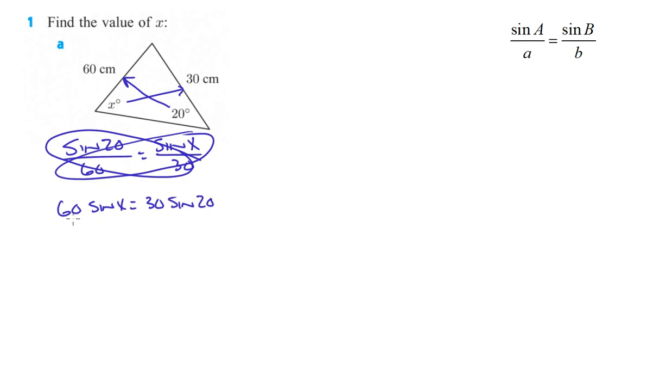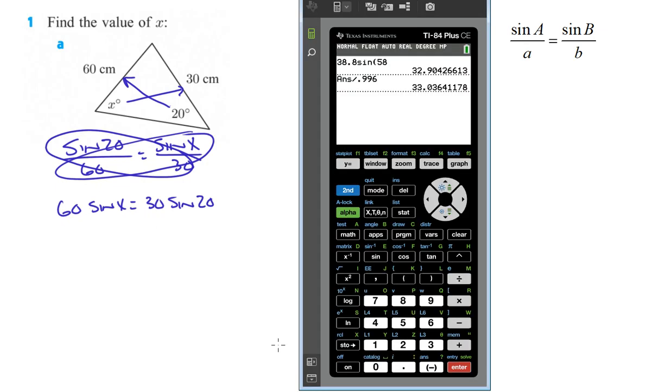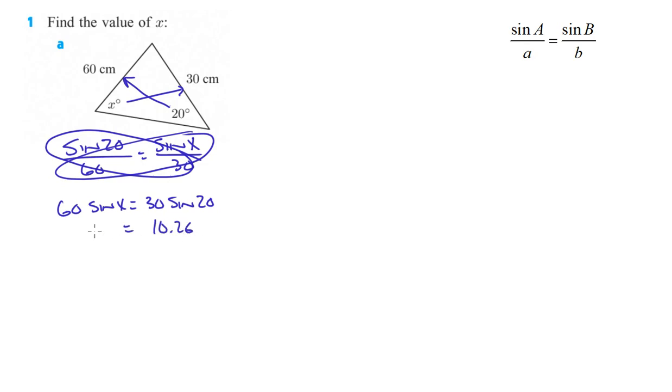So I'm just going to leave that over there, and let's calculate what 30 sine of 20 is. That gives us 10.26 equals 60 sine x. So we divide both sides by 60 to get rid of the 60, and we get sine x is going to equal 10.26 over 60.